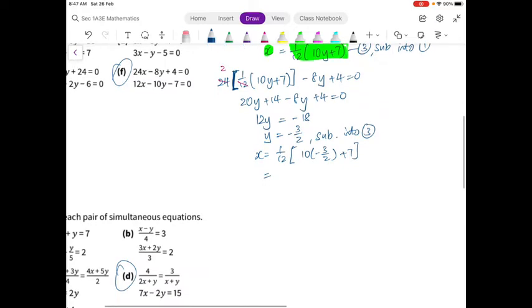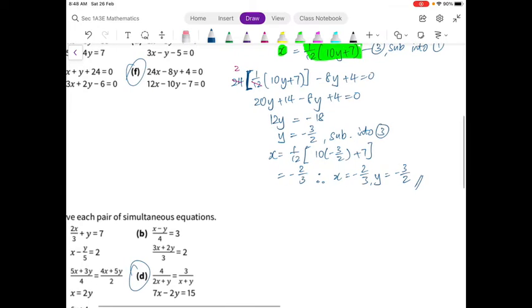Okay, so you can input this into your calculator. Negative 15 plus 7, you get negative 8. Negative 8 divided by 12, negative 2 over 3. So in summary, our x value is negative 2 over 3, while our y value is negative 3 over 2. So you can input the respective coefficients into your calculator. So we've taught you how to do that to verify your answers.